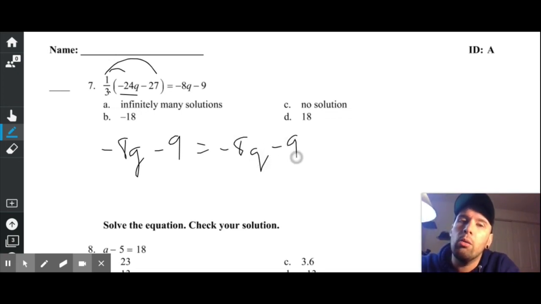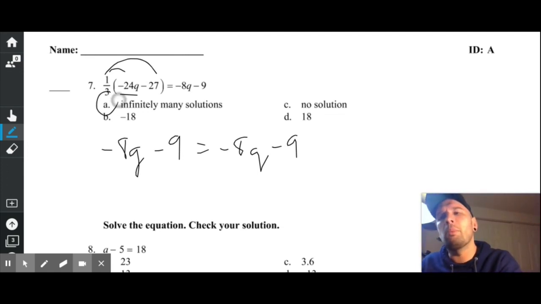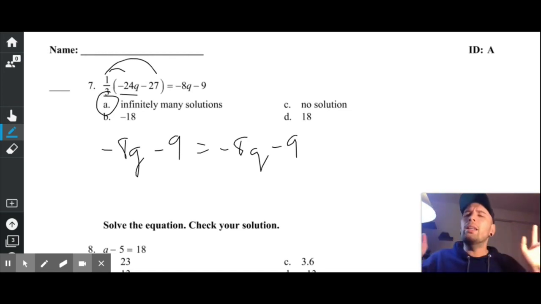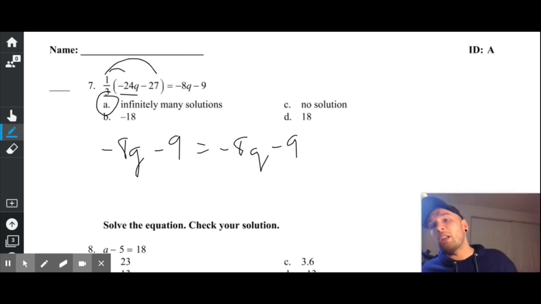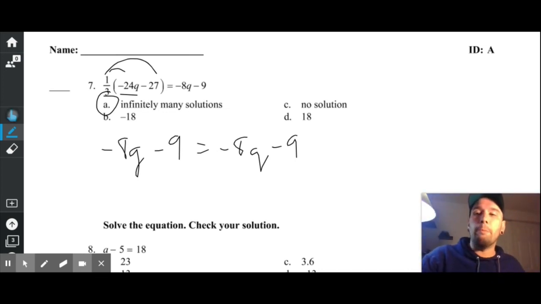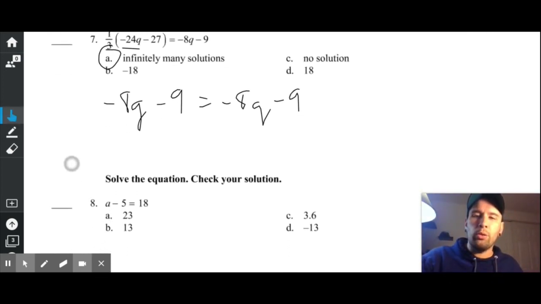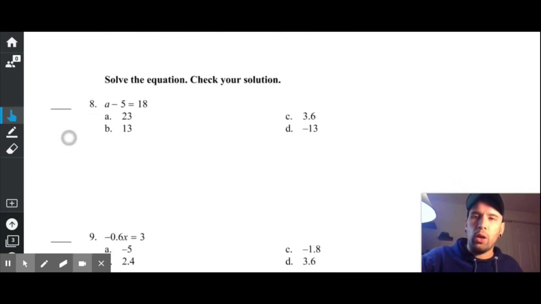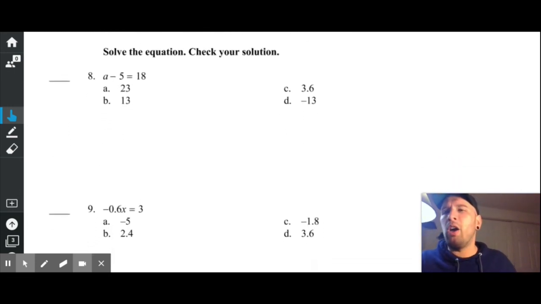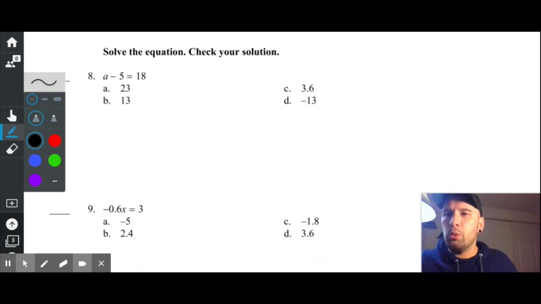Minus 9. Oh, look, the left side and the right side are exactly the same. What does that mean? Infinitely many solutions. I need to not go any further because I already know that once the left side is exactly the same as the right side, I have infinite solutions.